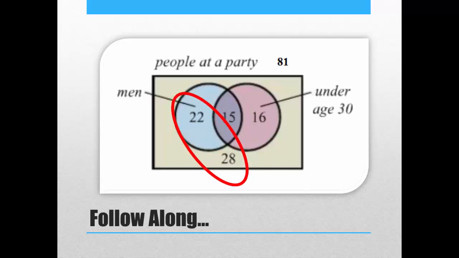There are 50 people at the party that are not under the age of 30. There are 44 people at the party that are not men, i.e. there are 44 women at the party.